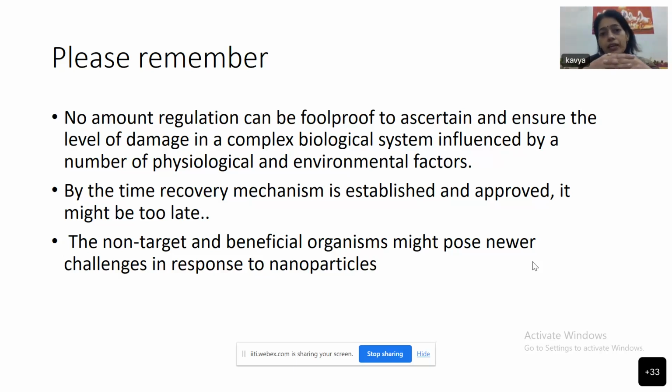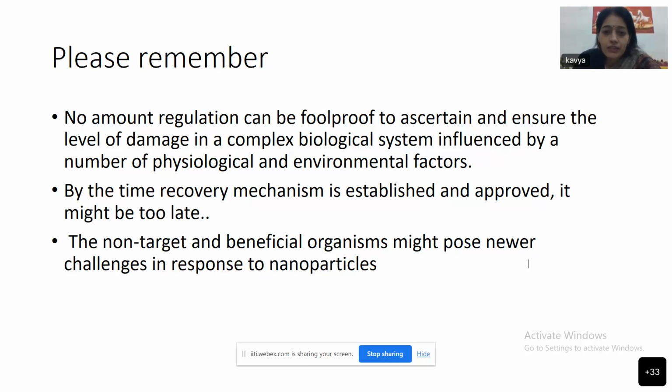So we just cannot make a system which is operating on some different planet. No, it will be on this earth, and some way or other it will be latching onto your core theme also. So there has to be an integrated technology development and integrated risk assessment development, so that before we reach the point of no return, we have enough control in our hands. And please remember that no amount of regulation can be foolproof to ascertain the level of damage in complex biological systems influenced by a number of physiological and environmental factors. And by the time the recovery mechanism is established and approved, we all know it would be too late.